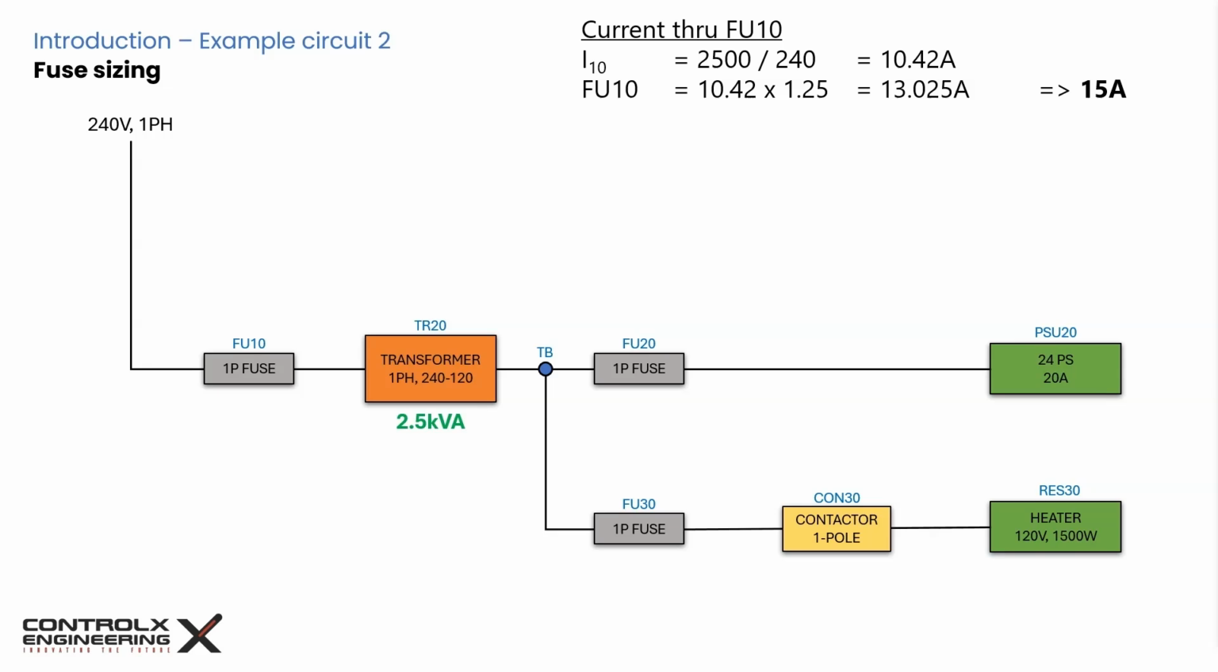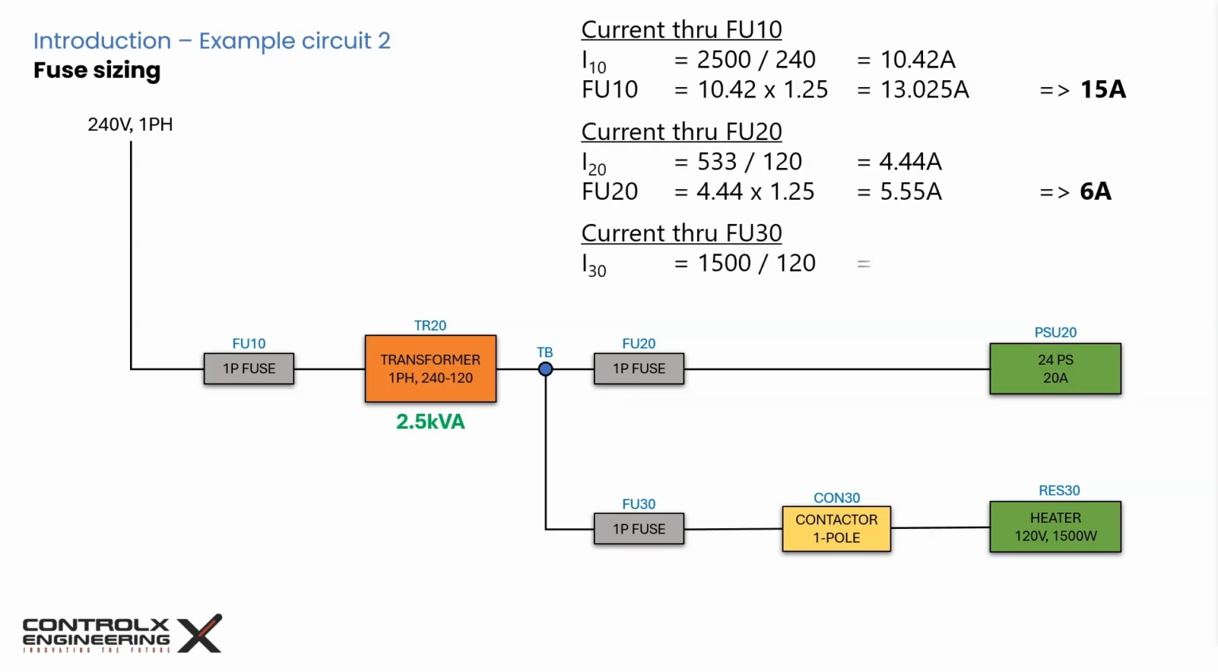The transformer secondary is split into two circuits, and each circuit is protected by its own fuse. And we get 6 amps and 20 amp for the two branches.